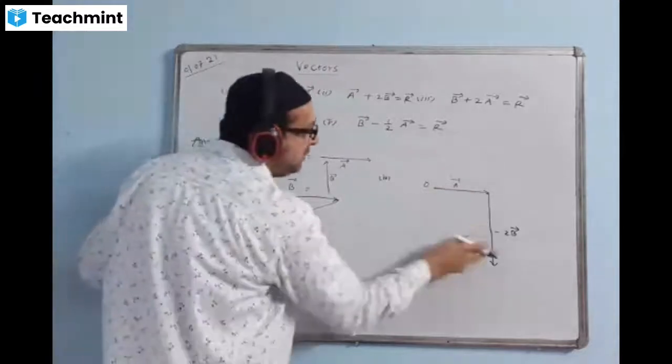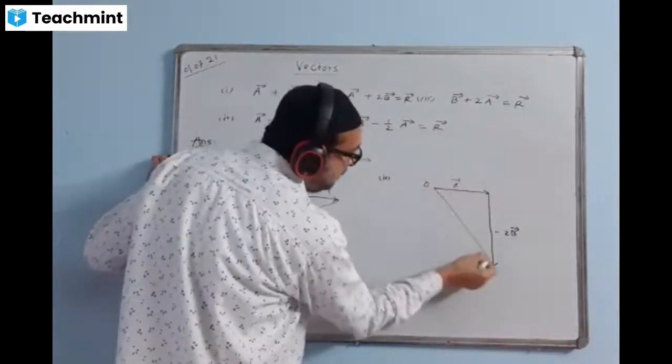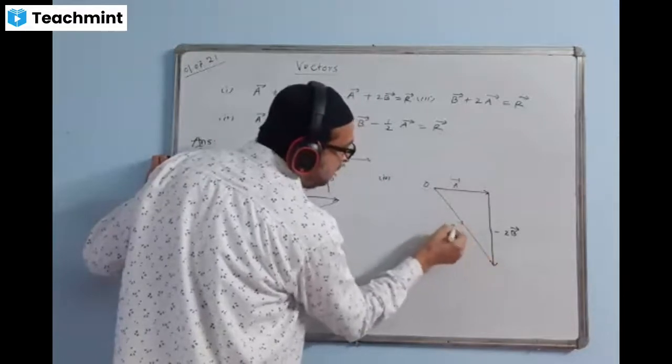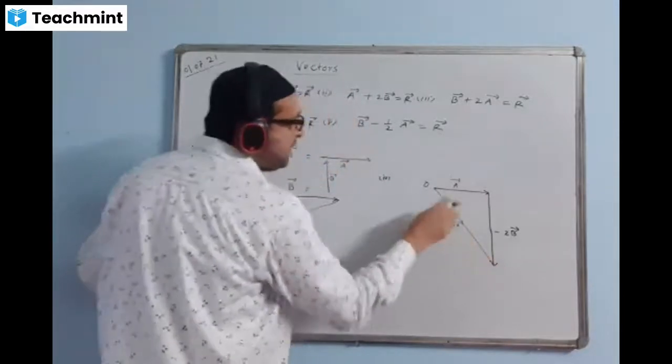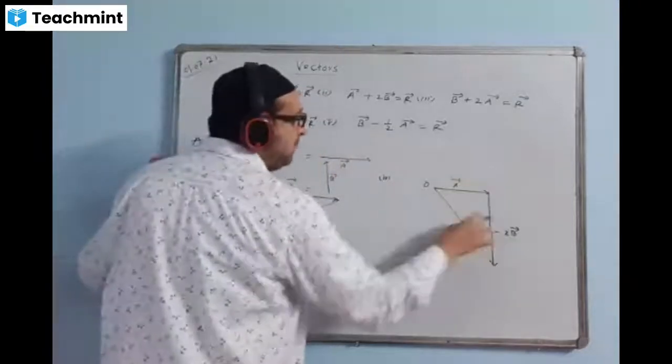Now, where is the resultant of these two? The resultant of these two will come from the initial point to the final point by a straight line like this. This is R. This R will represent this one, A minus 2B.